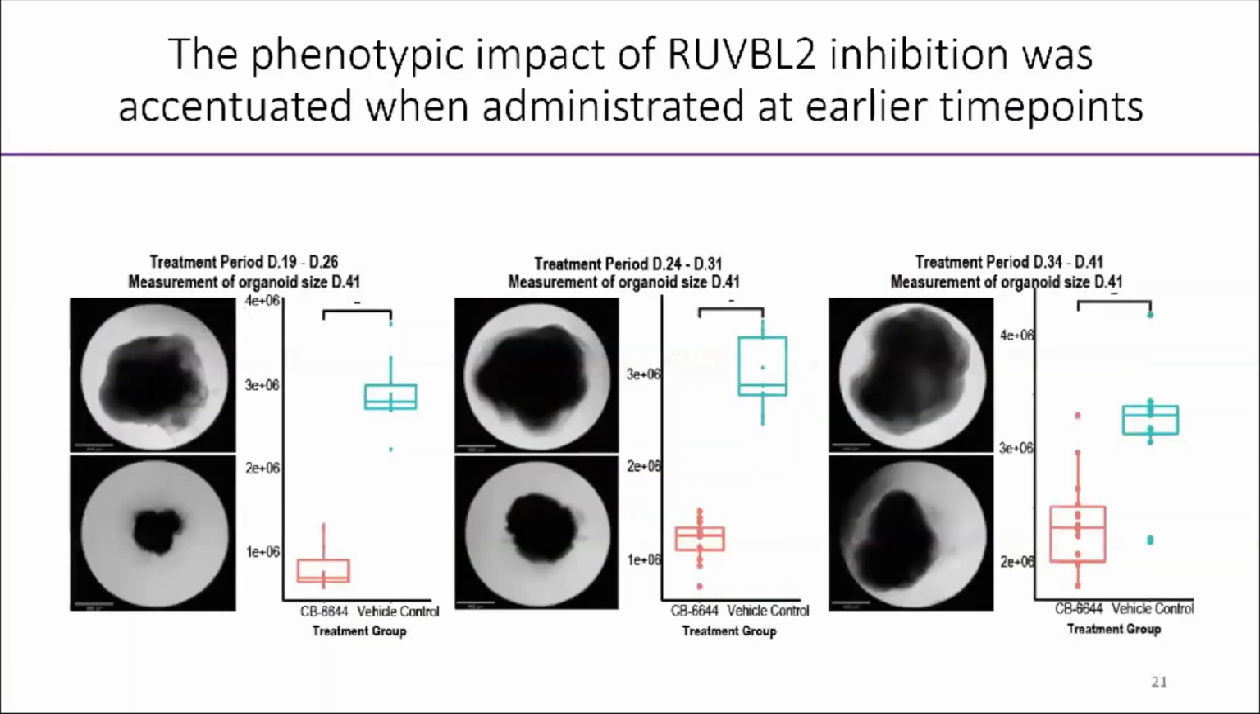When we tried to treat the organoids at earlier time points with the inhibitor, we observed that the phenotypic impact of Roofball 2 inhibition was accentuated. Together, this data suggests the important role of Roofball 2 in maintaining the cytoarchitectural integrity and viability of neural progenitors during organoid development.